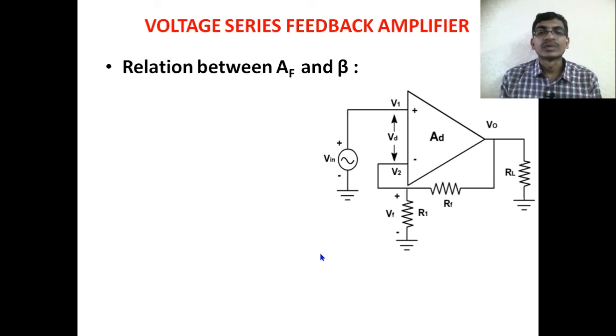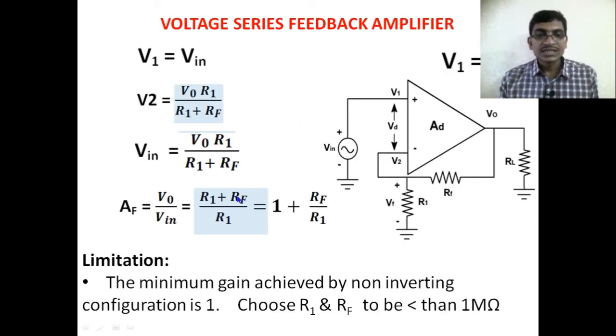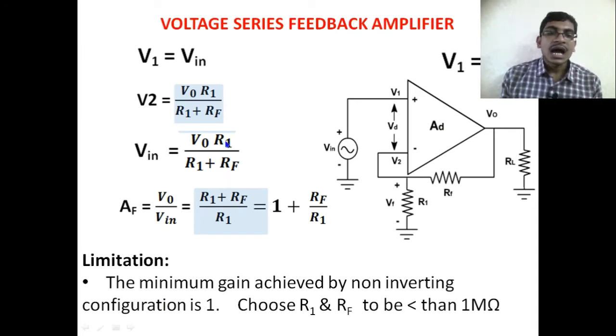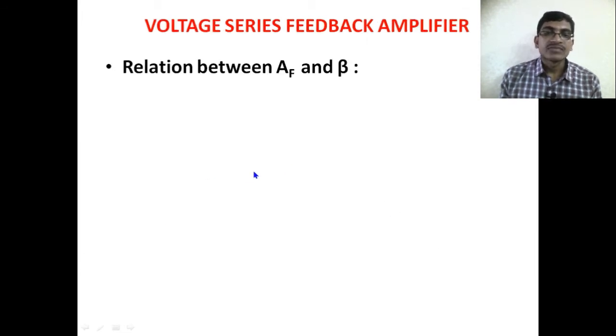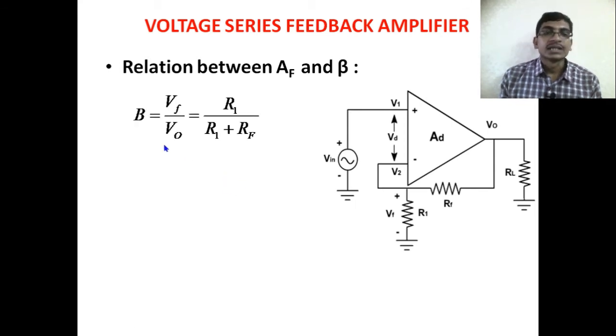And now we are going to derive the relationship between AF and beta. So in this equation, this R1 by R1 plus Rf can be written as beta, which is the gain of our feedback network. So R1 by R1 plus Rf is equal to beta. So beta is equal to the output voltage of the feedback network Vf divided by the input voltage of the feedback network V0, which is equal to R1 by R1 plus Rf.